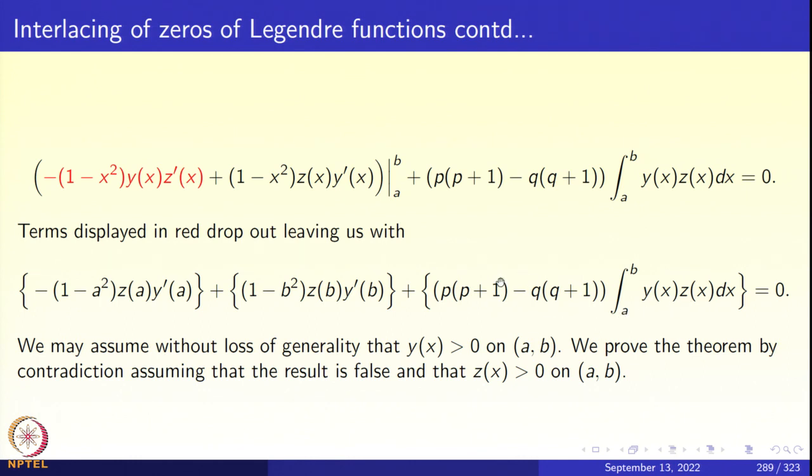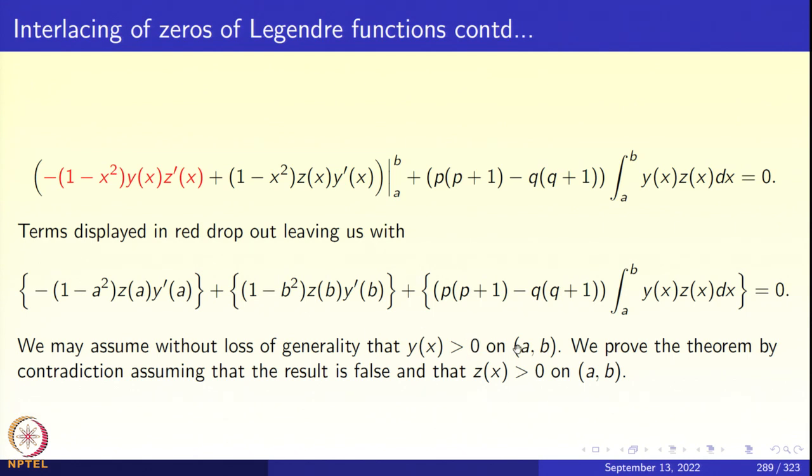Now remember that so far I have not put any conditions on y and z except that a and b are successive zeros of y(x). Now since a and b are successive zeros, y doesn't vanish in between a and b. So I may assume without loss of generality that y is positive on the open interval (a, b). In the other case, if y is everywhere negative, simply work with minus y in place of y, nothing will change. So replacing y by minus y if necessary, I may assume that y(x) is positive.